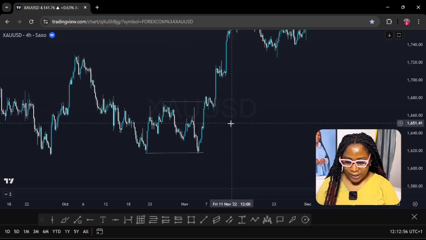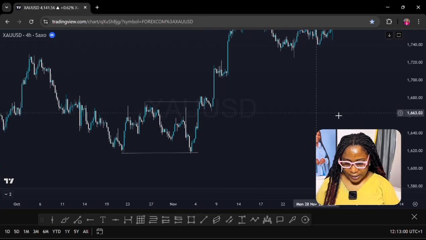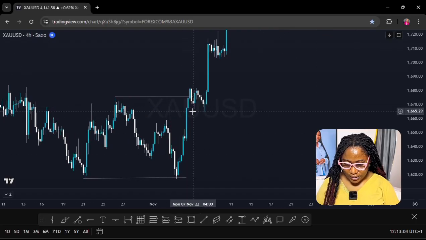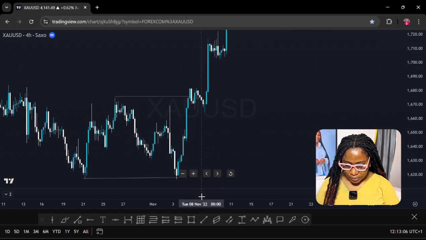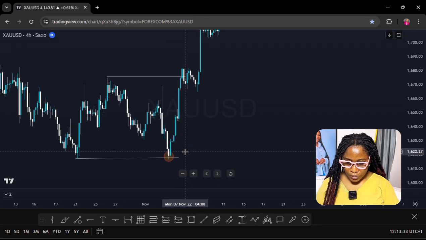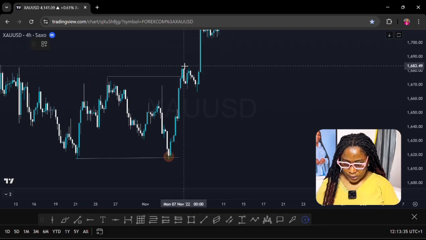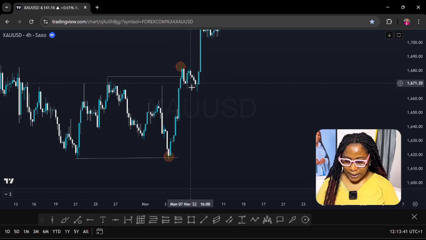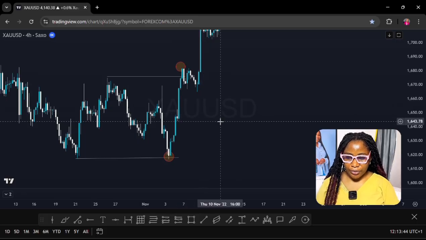So now this right here is your trading range. That's this low. Let me mark it. This low to this high. So this low to this high is your trading range.